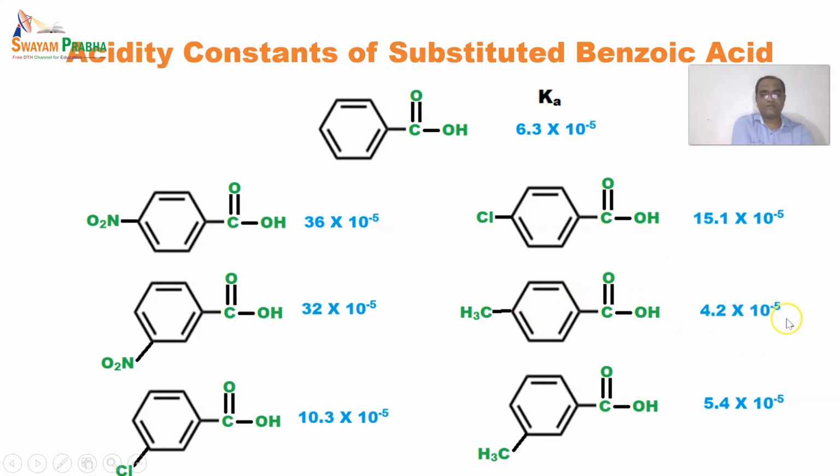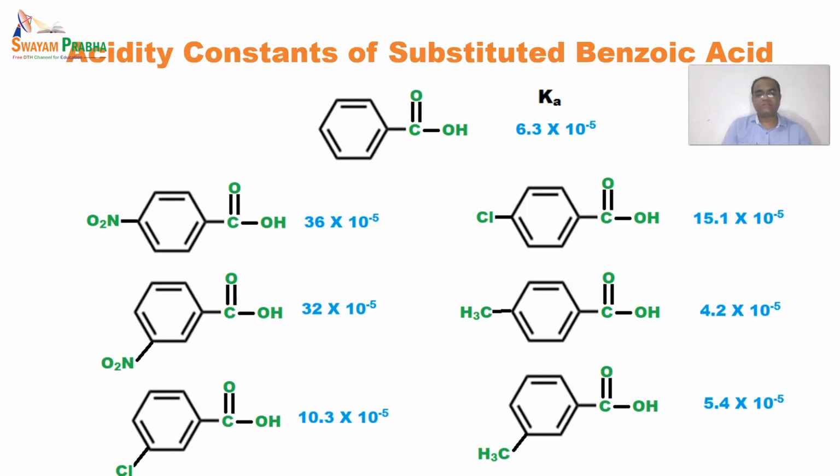Here you can see the value is 4.2 into 10 raised to minus 5, and for meta it is again different. So whenever it comes to an electron releasing group, for meta acidity increases and for para acidity decreases. And whenever it comes to an electron withdrawing substituent, when it is at para, acidity increases, and when it comes to meta, acidity decreases a little bit. Not as compared to benzoic acid, but a little bit decreases compared to the para position of that substrate.